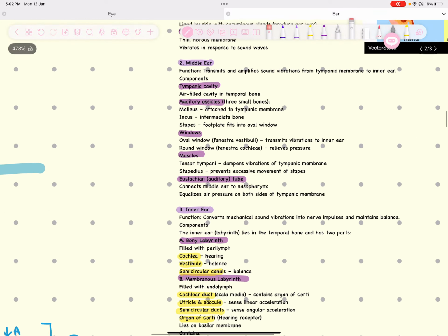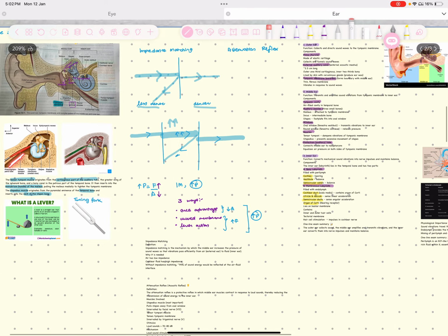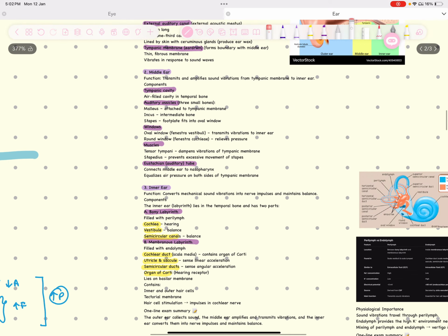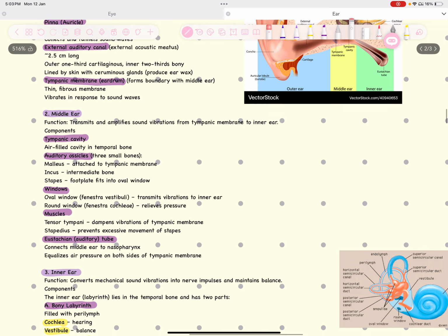Then after the muscles, we have the eustachian tube, which is the auditory tube. That also you can see here. That's the eustachian or pharyngotympanic tube. Then coming forward, what's the function of the middle ear? Firstly, its function is amplification. The impedance matching is done by the tympanic membrane and the ossicular system.